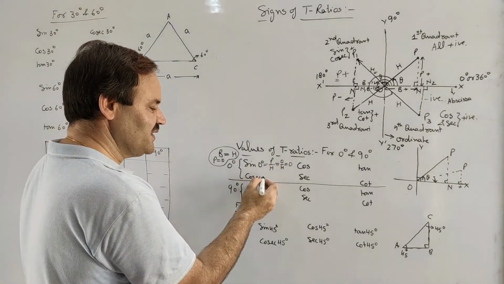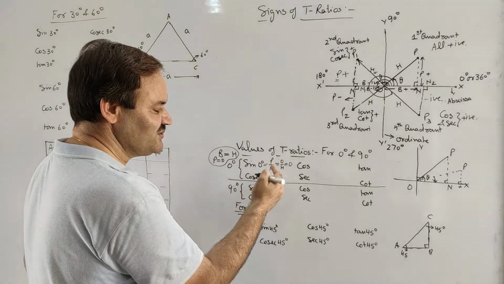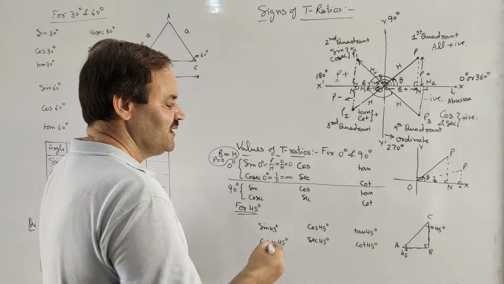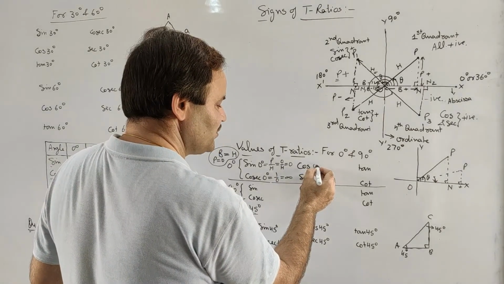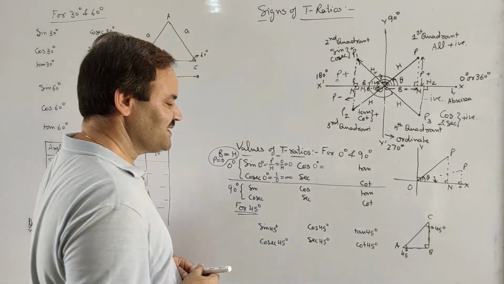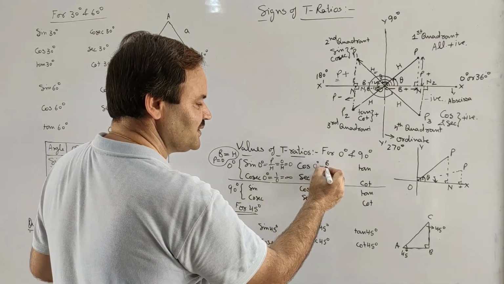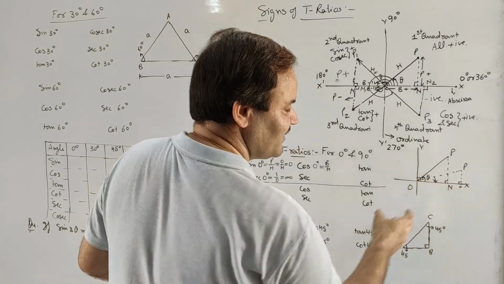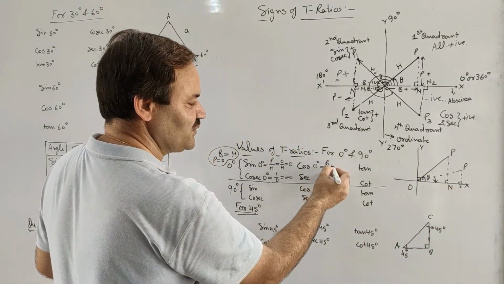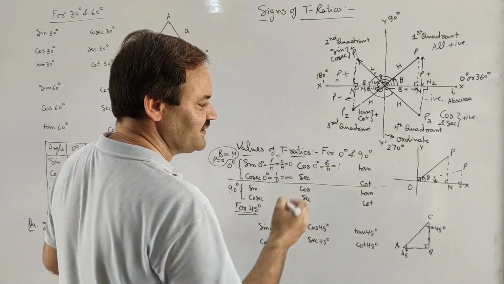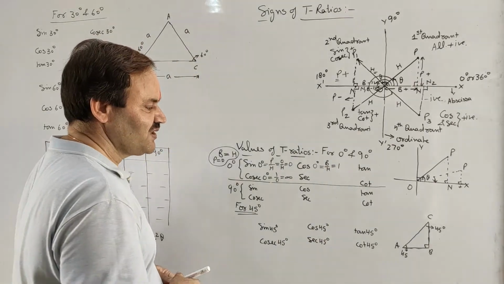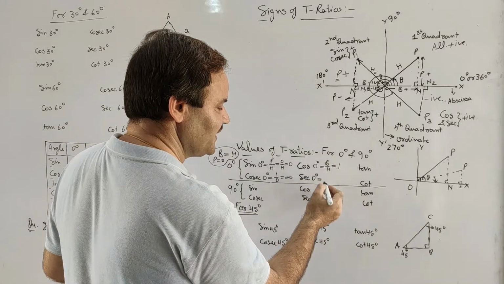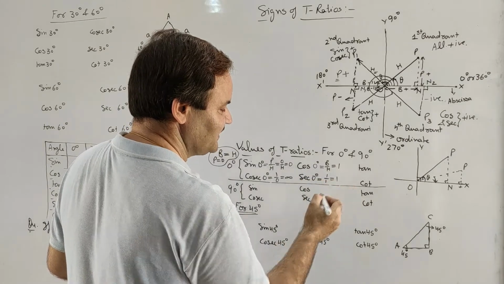Now cosec 0 degree will be the reciprocal of sine 0 degree, that is 1 upon 0, that is infinite. Now cos 0 degree, cos is base upon hypotenuse, and for 0 degree base becomes equal to hypotenuse. So base and hypotenuse both being equal, cos 0 degree will become 1. Now sec 0 degree will be the reciprocal of cos 0 degree, that is 1 upon 1, that is 1 only.